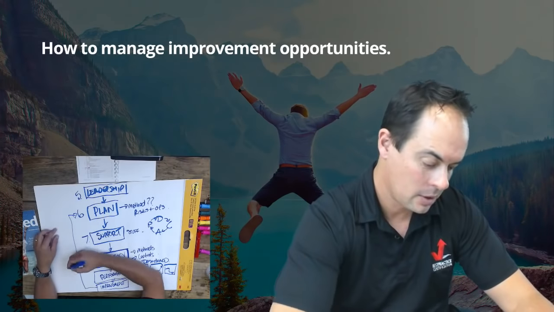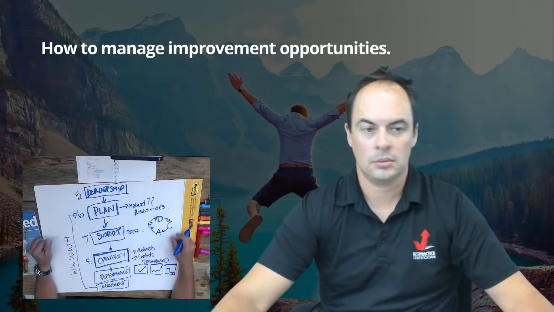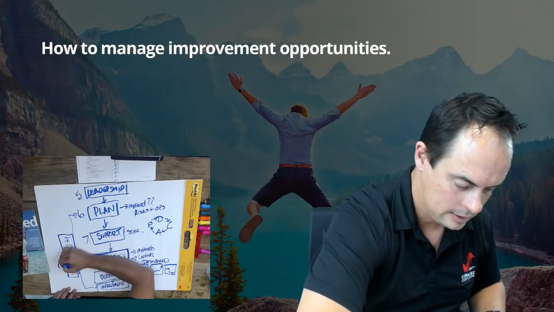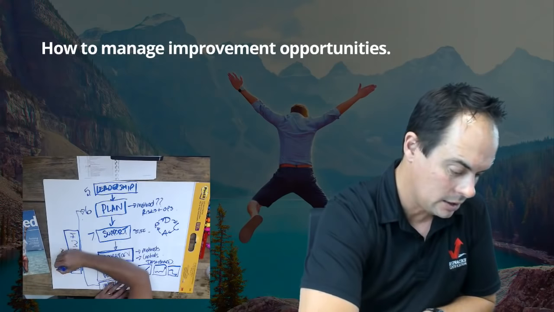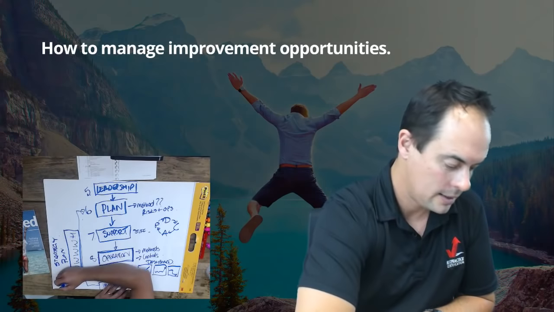And this becomes who, what, when, where, how. And this is how to manage our opportunities for improvement. It's a plan. It's an improvement plan or a strategy. I like to call it a strategy. So it's a strategy. And it's our annual strategy.